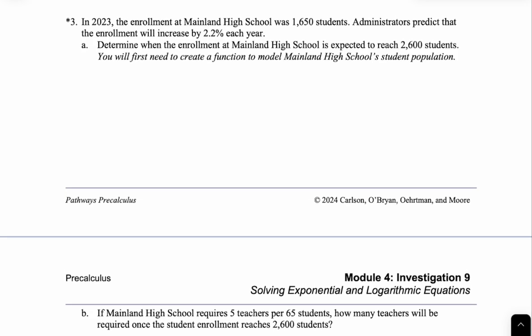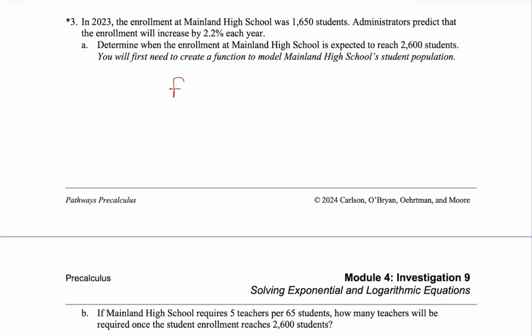It says in 2023, the enrollment at Mainland High School was 1,650 students. Administrators predict the enrollment will increase by 2.2% each year. Determine when the enrollment is expected to reach 2,600. Okay, so first let's just think about the setup of the equation that we would use for this.